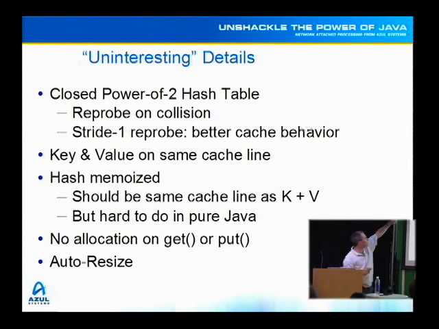So I messed around a bunch to get my key and my value to land on the same cache line. I memoized the hash function. Other cool things, I don't actually have to do any allocation on a put. That's kind of unusual. And then the big one is I auto-resize the table. So I ignore whatever argument you give me on what the table size ought to be, and I'll just get a size as it comes up.